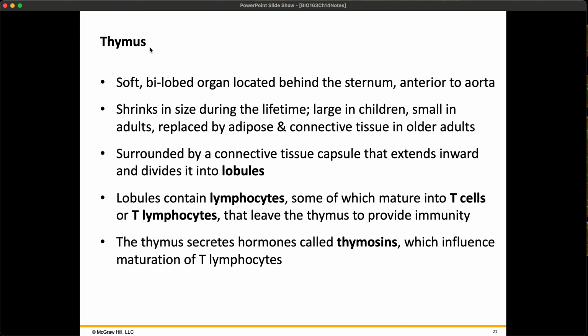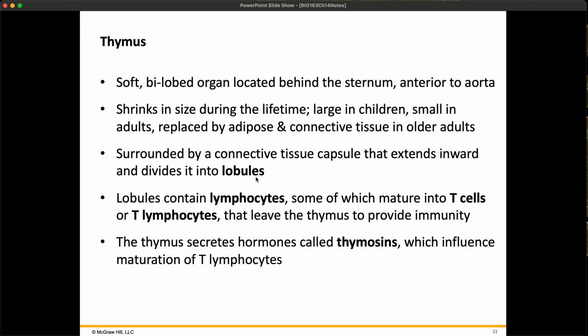So looking at the thymus now, another one of these lymphatic organs. The thymus is a soft organ that sits just behind the sternum on top of the heart. Not really on top of the heart, but in that general area. Anterior to the aorta, just behind the sternum. It starts to shrink in size during our lifetime. It starts off larger when we were children, and by the time we're adults, it's mostly adipose and connective tissue. So it's not as functional as it is in children.